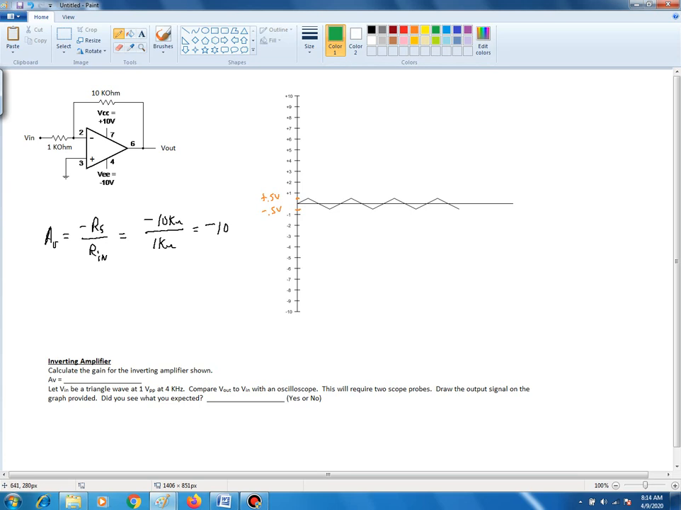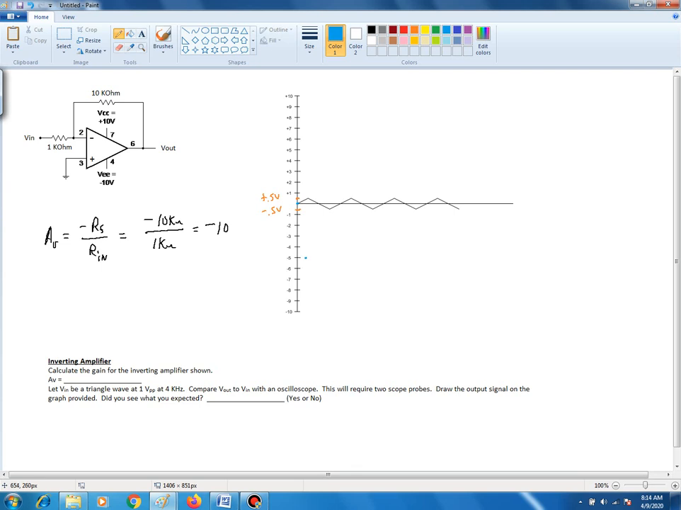If we take a look at the starting point, we know that if the Vin is 0, it doesn't matter what the gain is, 0 times any gain will still be 0. So the starting point is going to be the origin, and you see a blue dot right there. Now, when the input reaches a peak of positive 0.5 volts, positive 0.5 volts times negative 10 is going to give you negative 5 volts. So we're going to have a point right about right there.